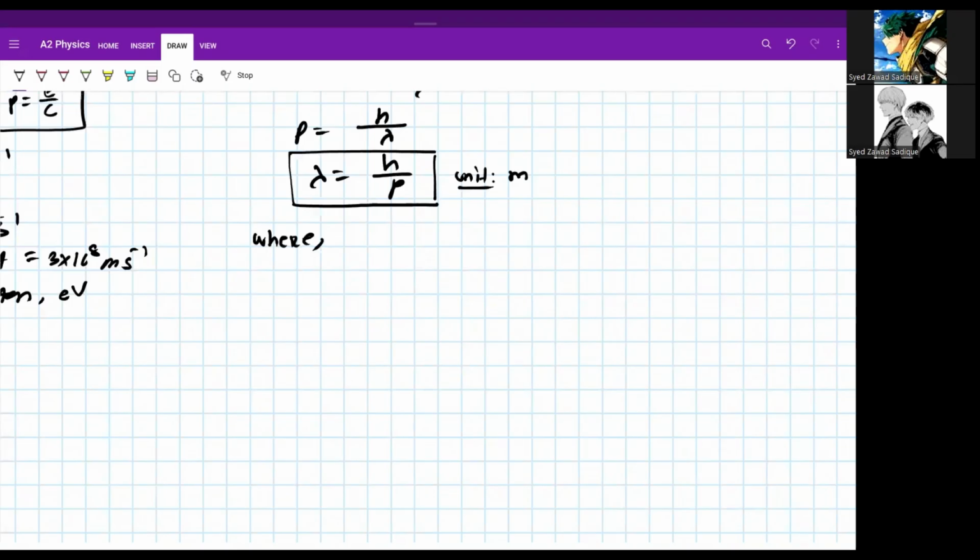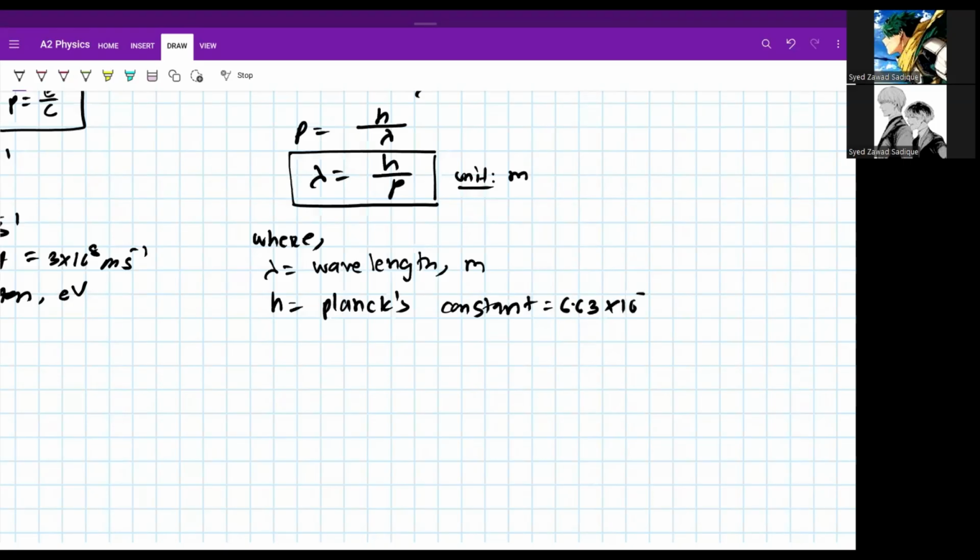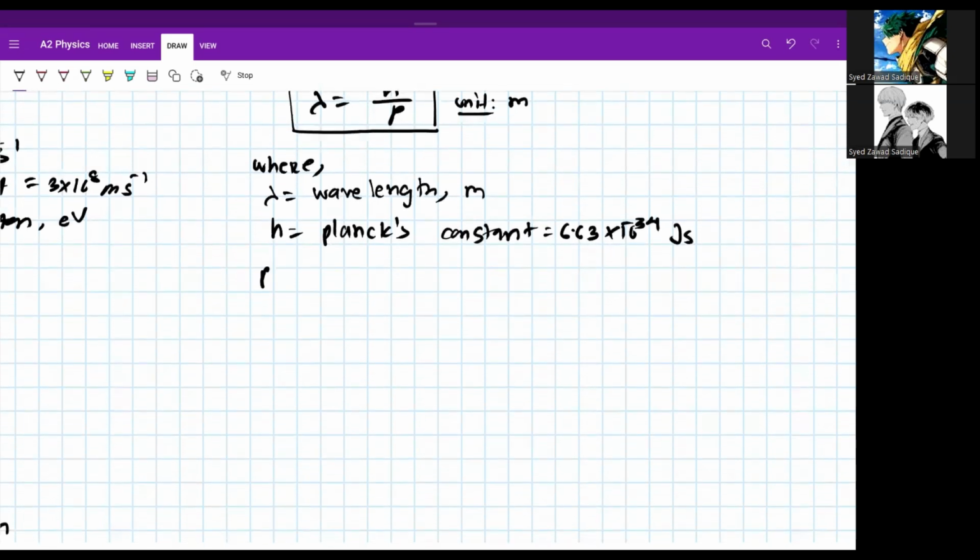Where lambda is equal to wavelength, h is Planck's constant, which is 6.63 times 10 to the power minus 34 joule second, and p is equal to momentum, in kg meter per second. Right. So that's that.